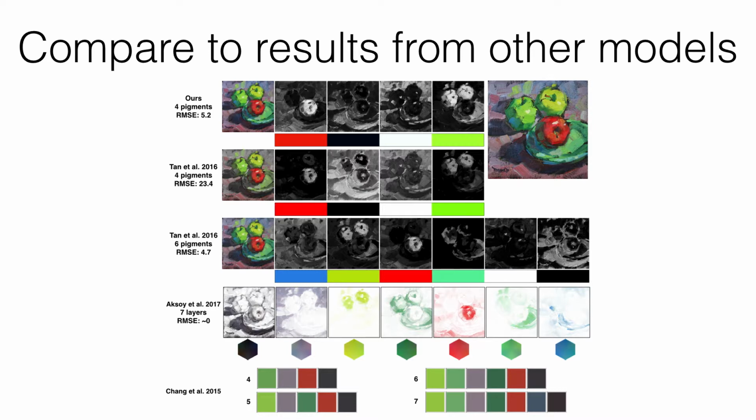Aksoy 2017's approach extracts layers guaranteed to have no errors, but the extracted layers are not composed of a single color. Instead, it is a color distribution for each layer. Chang 2015 used a modified k-means method to extract a palette whose size is also chosen by the user. For this example, Chang's method cannot extract the glowing ultramarine blue pigment, even for a very large size palette.